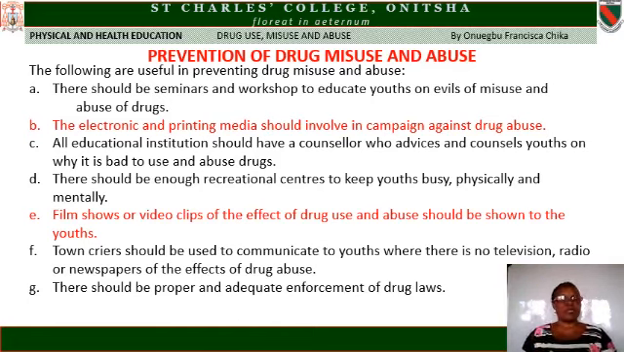There should be proper and adequate enforcement of drug laws. This is very important too. The government should look into it. Enforcing drug laws. Though we have one, they have to sit up and make sure they put it into force.